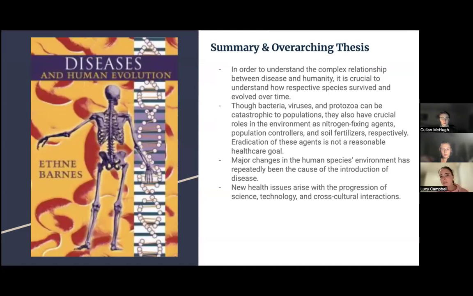The main thesis of the book is that in order to understand the complex relationship between disease and humanity, it's crucial to understand how those respective species survived and evolved over time. Bacteria, viruses, protozoa, eradication of them is never going to be a reasonable healthcare goal because they're crucial for creating ecological equilibriums. The main reason that diseases enter human species is because of changes in the environment, and new health issues arise with the progression of science, technology, and cross-cultural interactions. So we're going to take a closer look at all of these points.